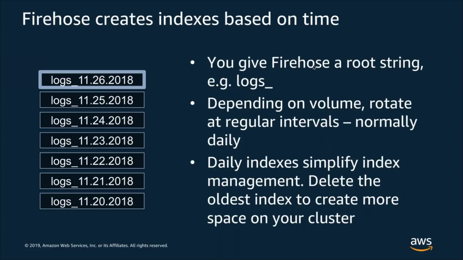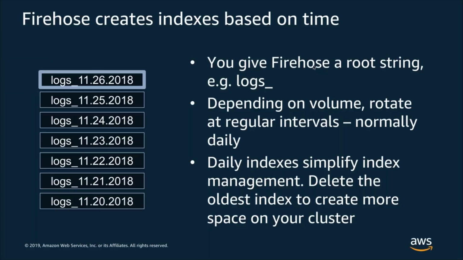So as I mentioned, when you use Firehose, you can specify a rollover timing. You first of all give Firehose a root string like logs, and then you're going to rotate either hourly, daily, or monthly. For the usual workload, we would rotate daily. If it's very high volume, you can sometimes come down to hourly. If it's very low volume, you can go up to monthly. The target here is to keep the index at a reasonable size.